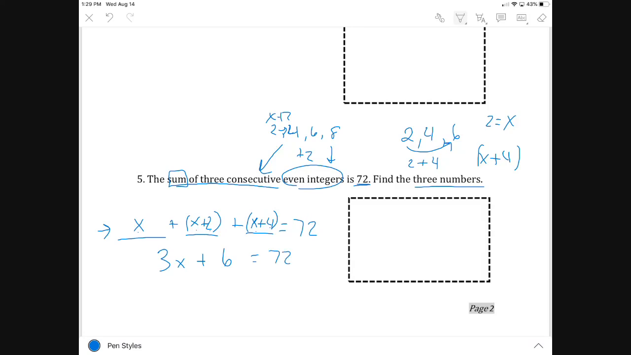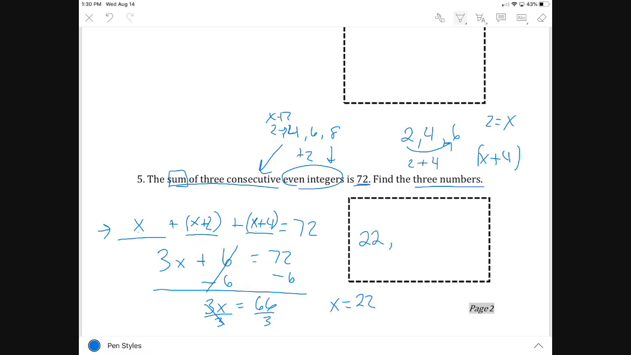So we want to make our variables on one side, so we're going to subtract our 6 from both sides, which gives us 3x equals 66. From here, we want the x by itself. We want to isolate it, so we're going to divide by 3 on both sides. Cancels our 3, and we get our x equals 22.